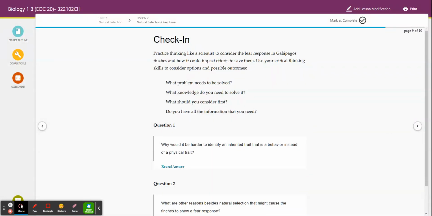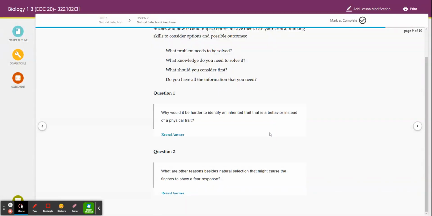Check-in. Practice thinking like a scientist to consider the fear response in Galapagos finches and how it could impact efforts to save them. Use your critical thinking skills to consider options and possible outcomes. What problems need to be solved? What knowledge do you need to solve it? What should you consider first? Do you have all the information that you need?